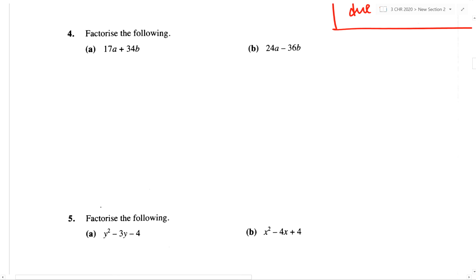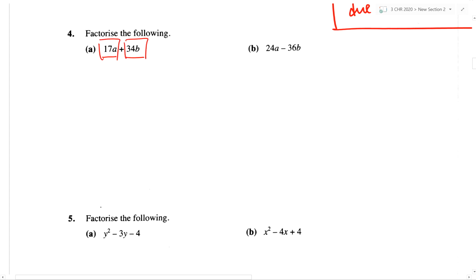For today's lesson, we are resuming with our revision exercise 2. This time, instead of expanding, we are going to factorize. So let us recap with question 4a. In order to factorize 17a plus 34b, we need to be able to see whether each of these terms have any common factors.